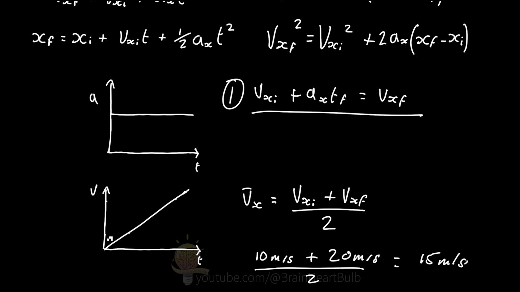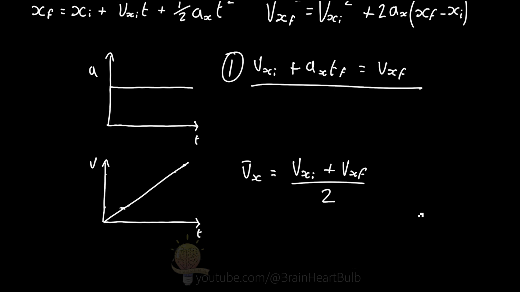In other words, if this was 10 meters per second at some time, and this was 20 meters per second at a final time interval, your average speed would equal 15 here, which is halfway between the two. And this only works when you have a velocity that changes linearly with time. It doesn't curve up or curve down.